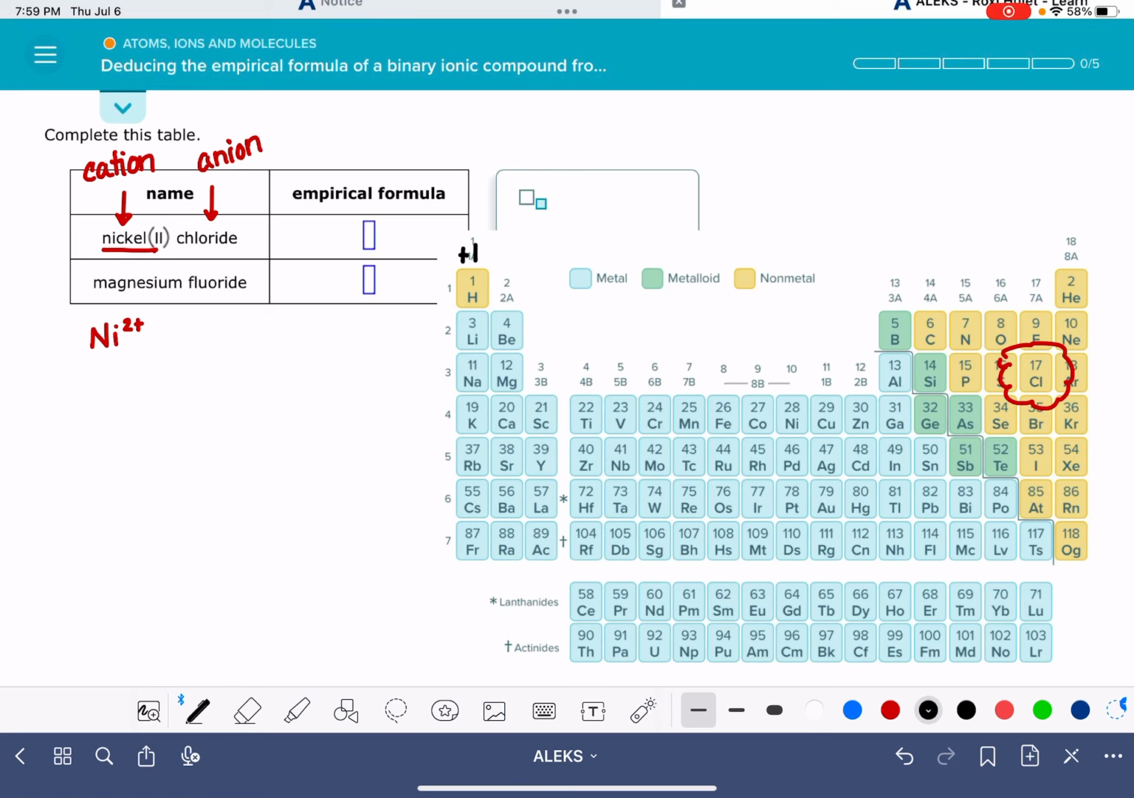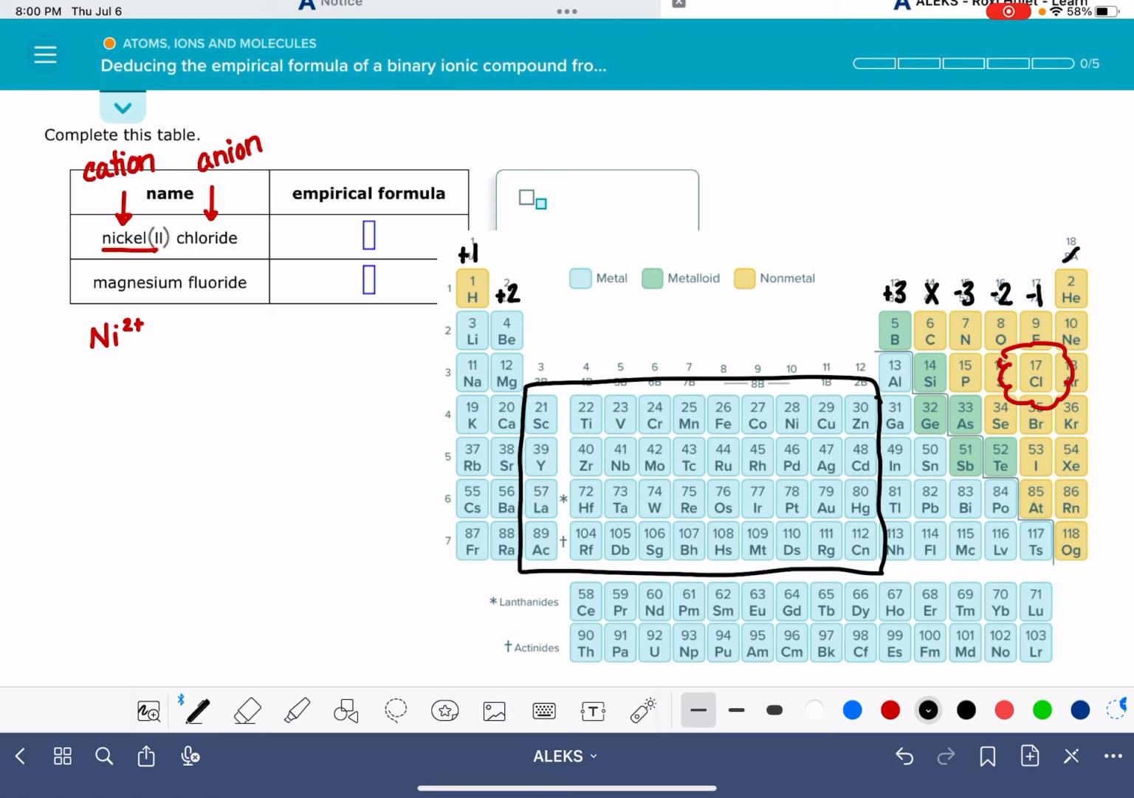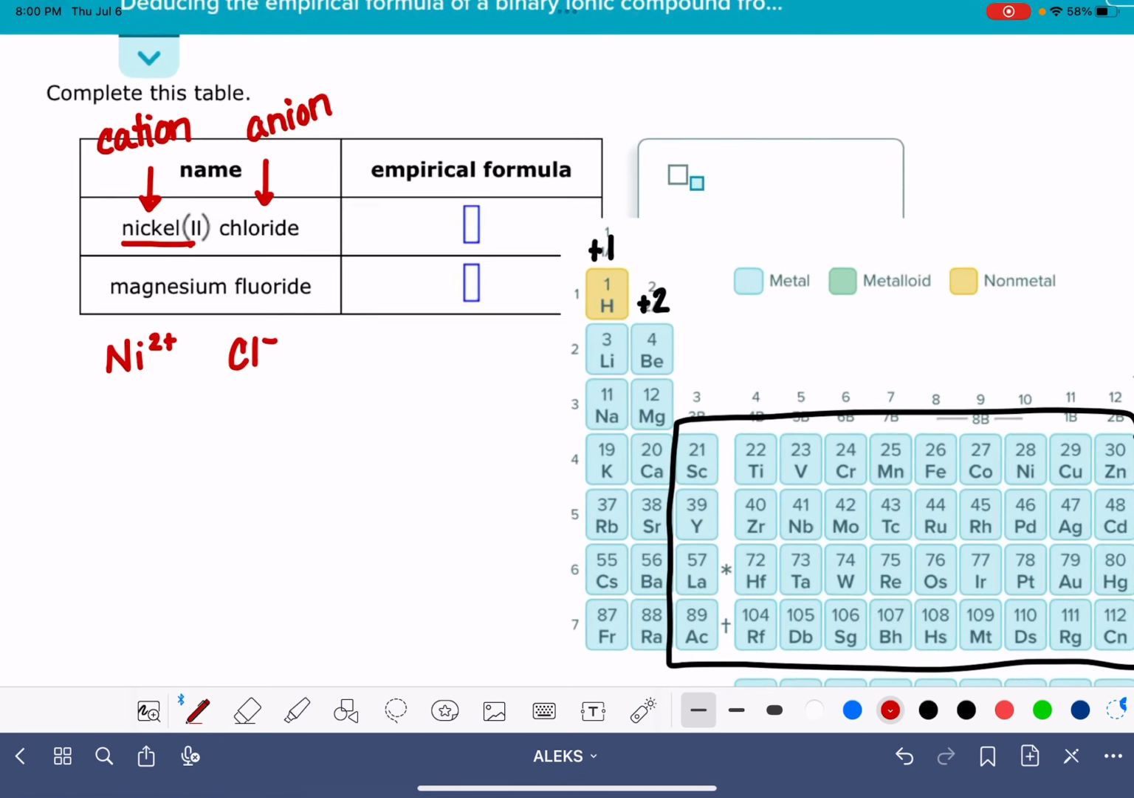All of the elements in the first column form +1 ions. The next ones form +2 ions. Remember, you don't have to worry about these guys. Their charges are going to be given to you in the name. These elements form +3 ions, skip that column. These form -3s, -2s, -1s, and then skip these guys as well. So you can just find the atom on the periodic table. You can take a look at what column it's in, and that's going to tell you what its charge would be if it were an ion. For chloride, it is in the -1 column, and so that means we have the Cl- ion.